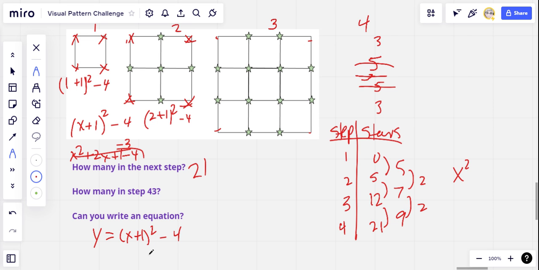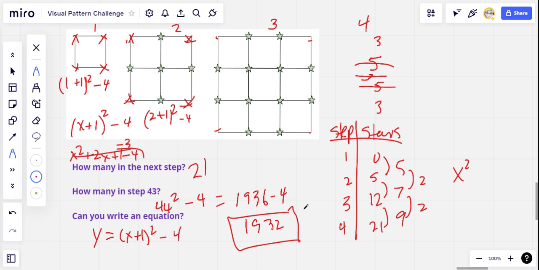And once we've got this, figuring out how many in step 43, not too tough. We just simply put 43 in for x. So 43 plus 1 would be 44 squared, and then minus 4. And 44 squared is 1,936. Subtract 4 from that, we get 1,932 stars in step 43.